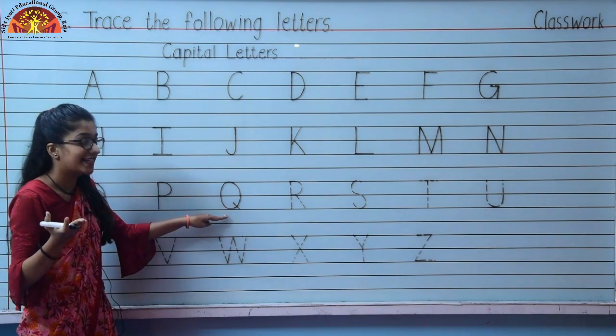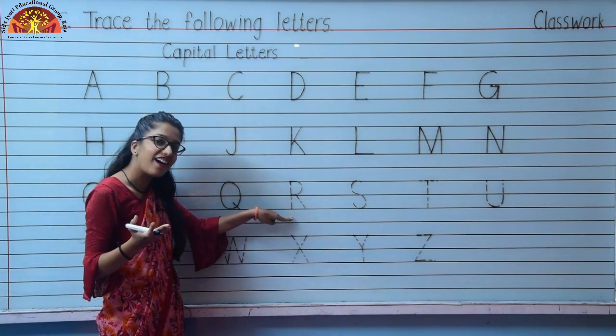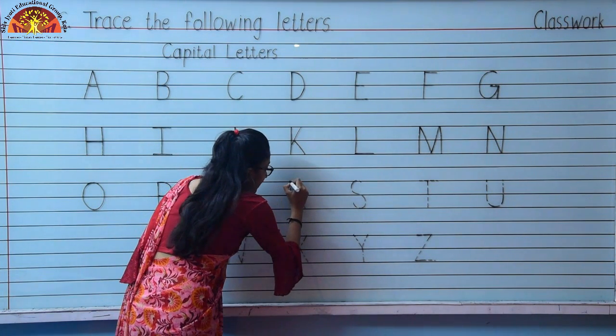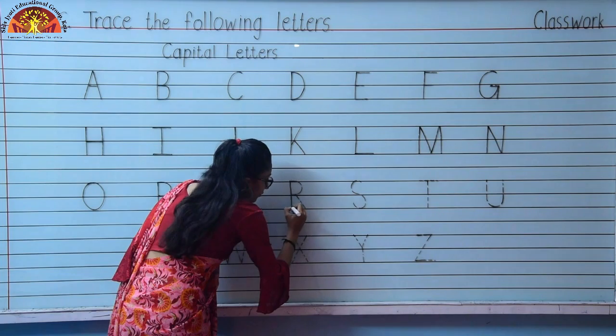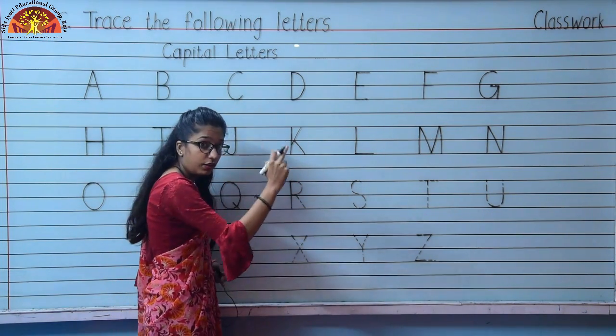Okay. Now after Q, what comes after Q? Tell me. It's letter R. So draw standing line. Like this. Then curve.